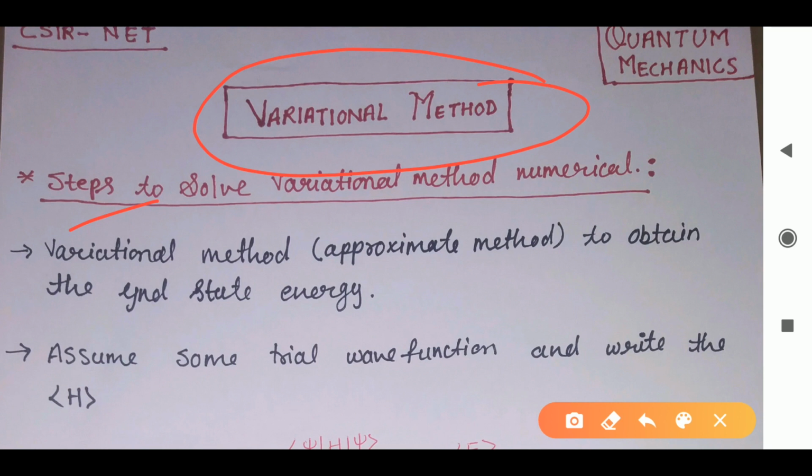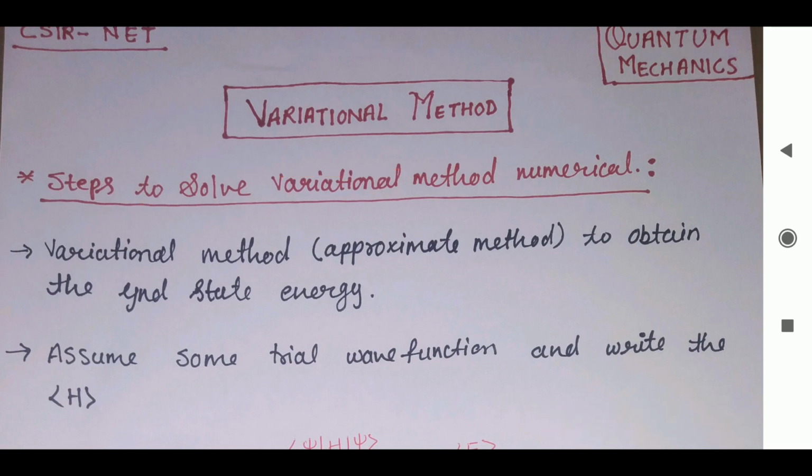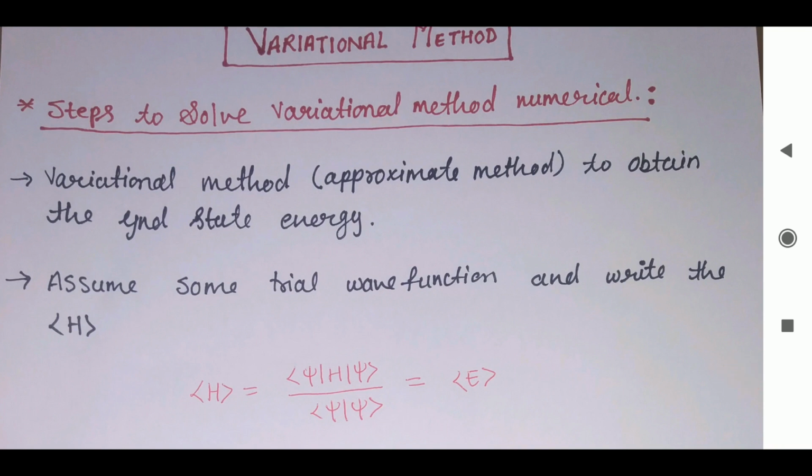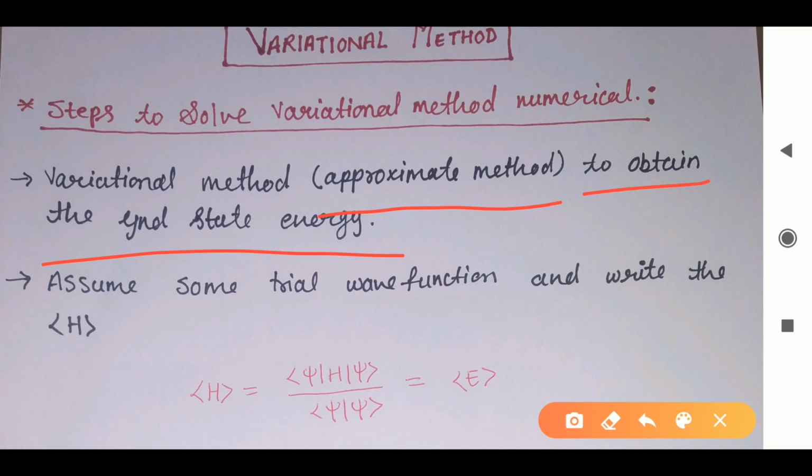Later on I will make videos on the variational method where I will teach you in detail. Here, in short, I will tell you what exactly the variational method means, why it is used, and what steps you have to follow to solve the numerical. First of all, the variational method is an approximate method which is used to obtain the ground state energy. That is, with its help we can determine the system's ground state energy.